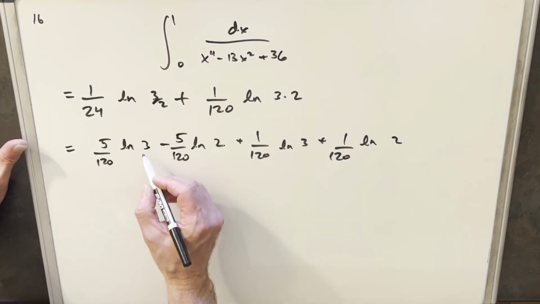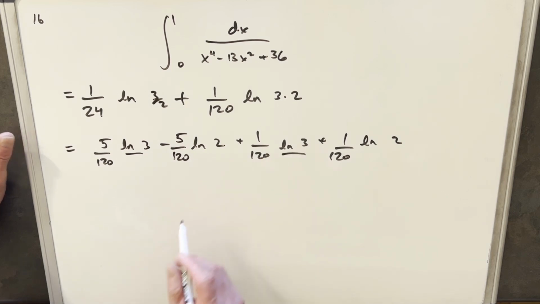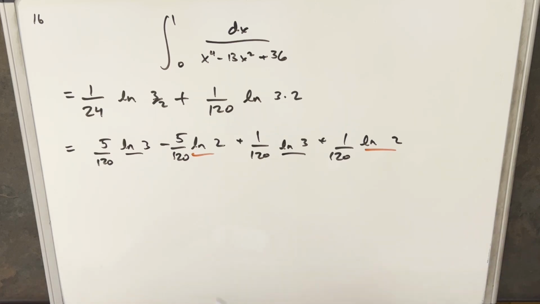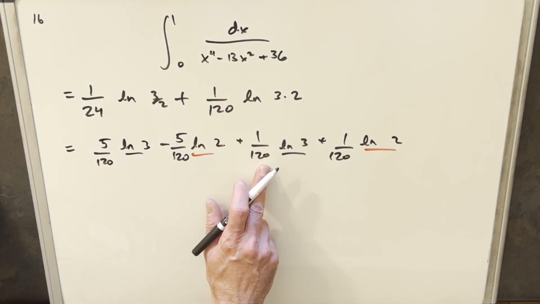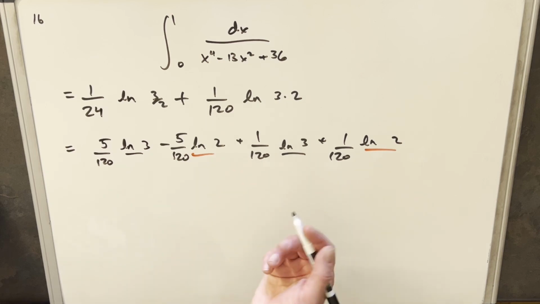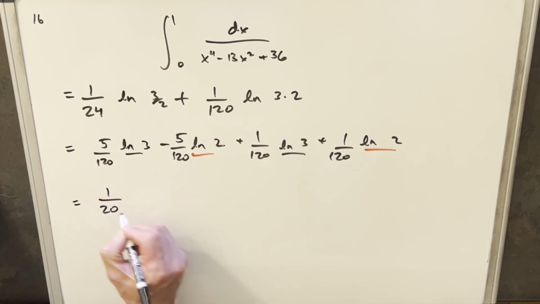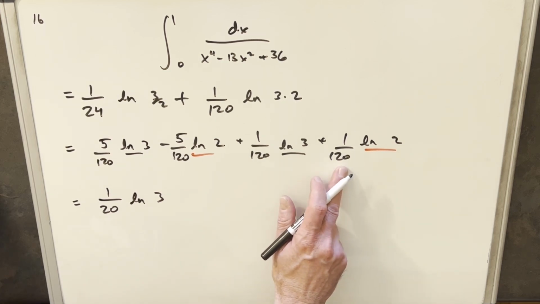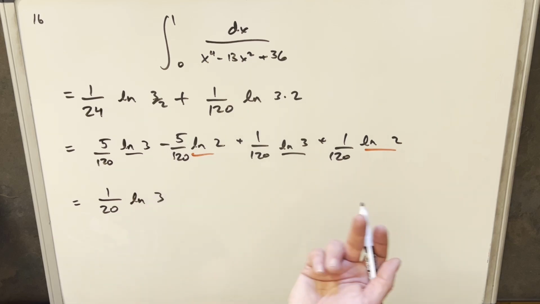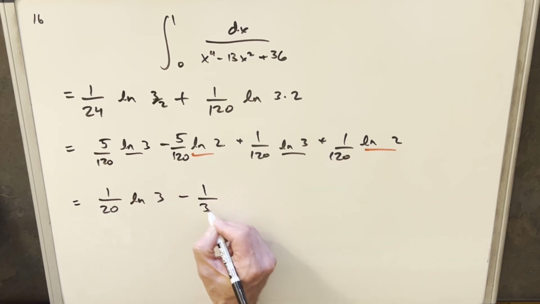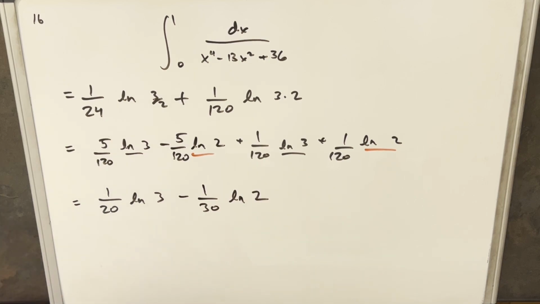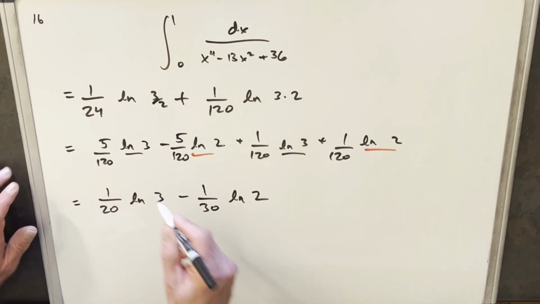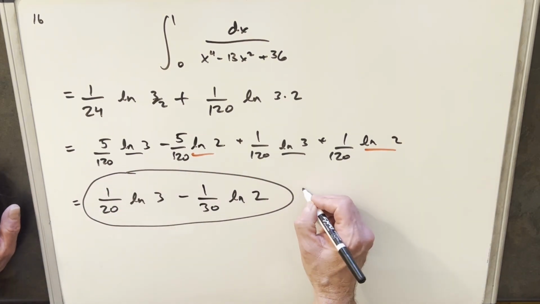Okay, and then from here, all I want to do is put together my natural log 3 terms, and we've got our natural log 2 terms here, so we can combine those. So 5 over 120 plus 1 over 120 on the natural log 3 is going to be 6 over 120, but that's the same thing as just 1 over 20 natural log of 3. And then here we'll take 1 over 120 minus 5 over 120. It's going to be minus 4 over 120, but that's the same as minus 1 over 30 natural log of 2. Let me check my answer. Yep, that's correct. So that's the same answer I had in the other video, the same answer that MIT has.